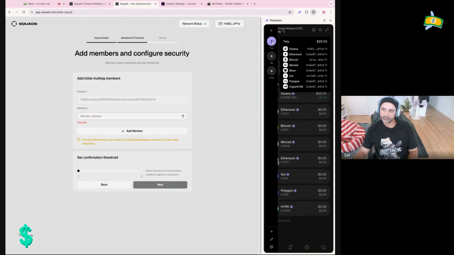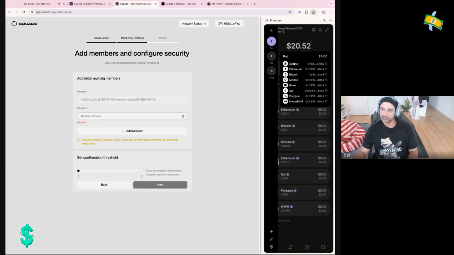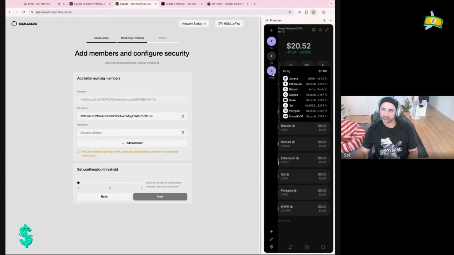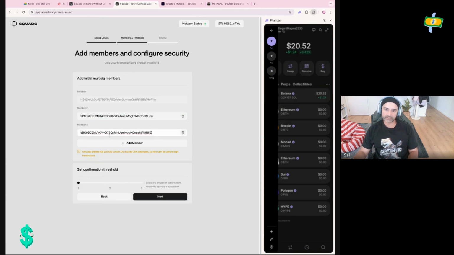For my demo, I've got Tolly as the first person in the multisig. I'm going to add Raj as the second person. And then I'm going to add a third person, which is Greg. So obviously the theme there is the three founders of Solana.